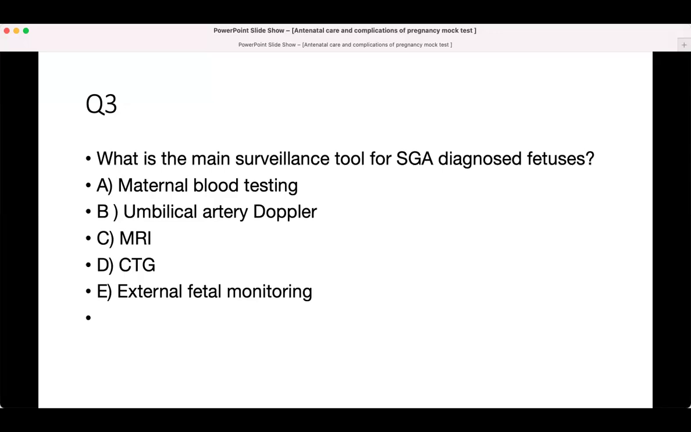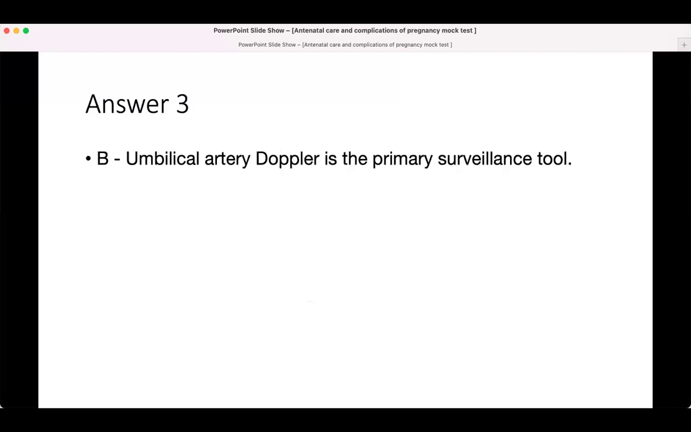What is the main surveillance tool for small for gestational age diagnosed fetuses? So now I'm not asking about the uterine artery screening. I'm asking specifically about the surveillance, the follow-up for a case diagnosed with fetal growth restriction. So follow-up, it must be by the umbilical artery Doppler. Yes, excellent. Well done, everyone.